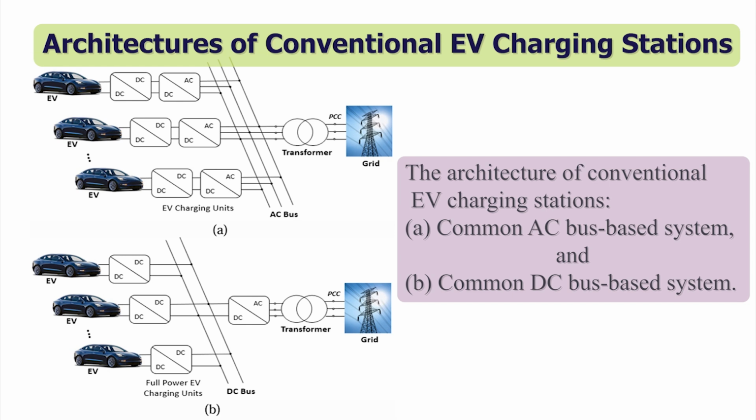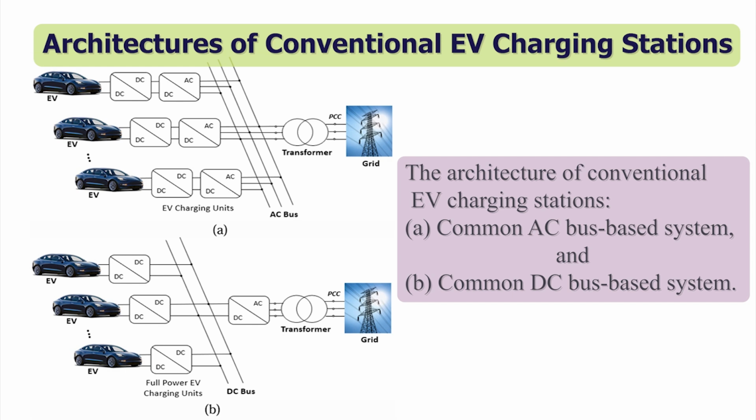Here we have two types of conventional EV charging station. The first one is the common AC bus system and the second one is the common DC bus system. You could find, if you go from right to left, we have the grid, which could be single phase or 3 phase depending on the requirement. Then we have a transformer which can step down the voltage to some extent. On one side we have the medium voltage level, on the other side the low voltage level.